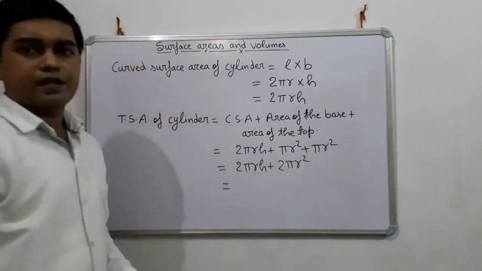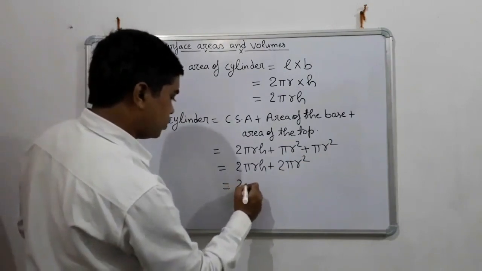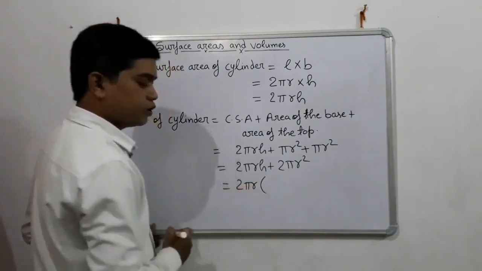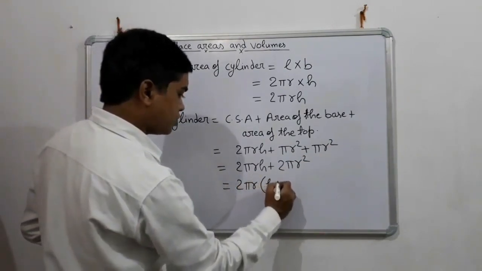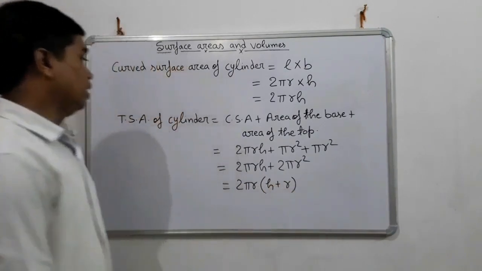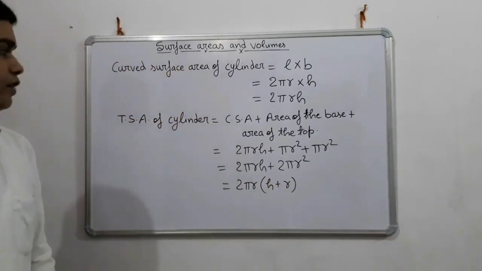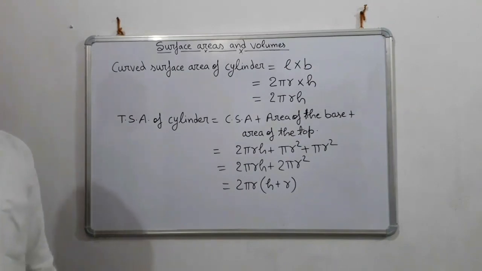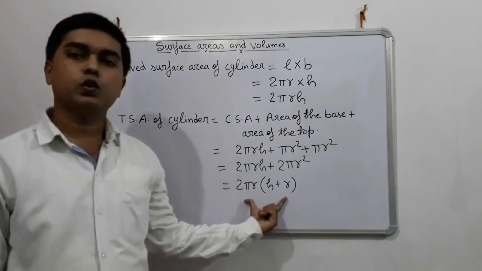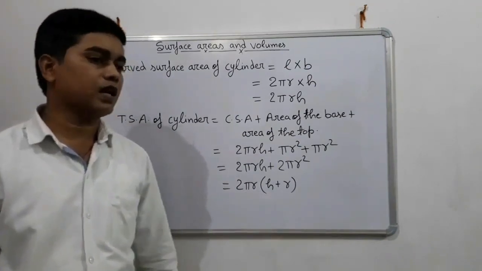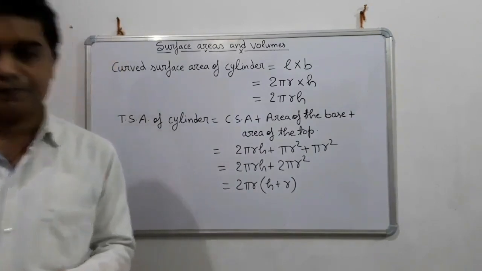Now see here you can take 2 pi r as common. So take 2 pi r common, then you will get h plus r in bracket. So this is the formula for finding total surface area of cylinder, that is 2 pi r in bracket h plus r, square unit.